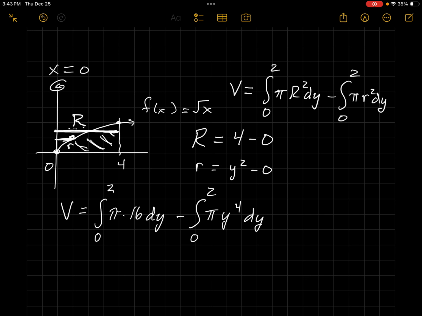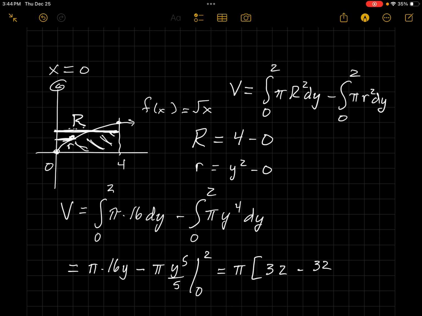16, because big radius is 4, and 4 squared gives me 16. y to the fourth because the little radius is y squared, and y squared squared is y to the fourth. Finding our antiderivatives. I'll factor out the pi now like I usually do. And we get that volume.